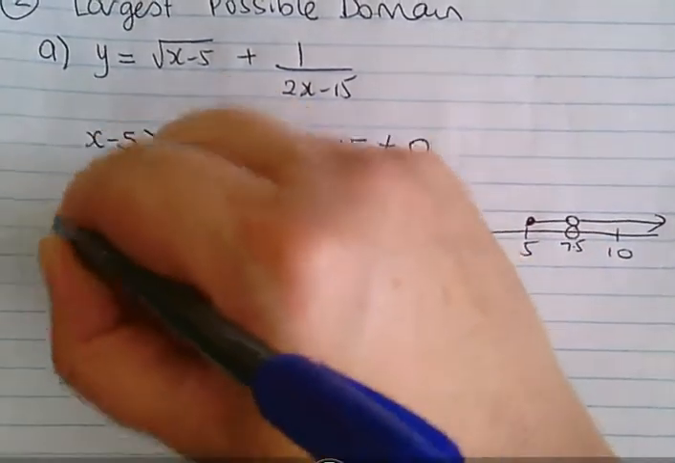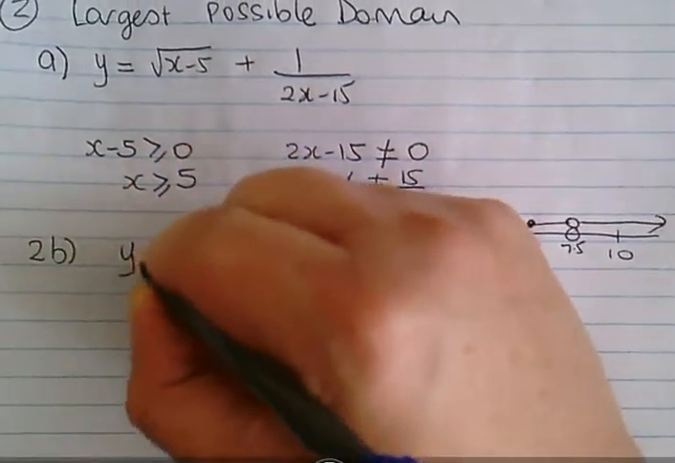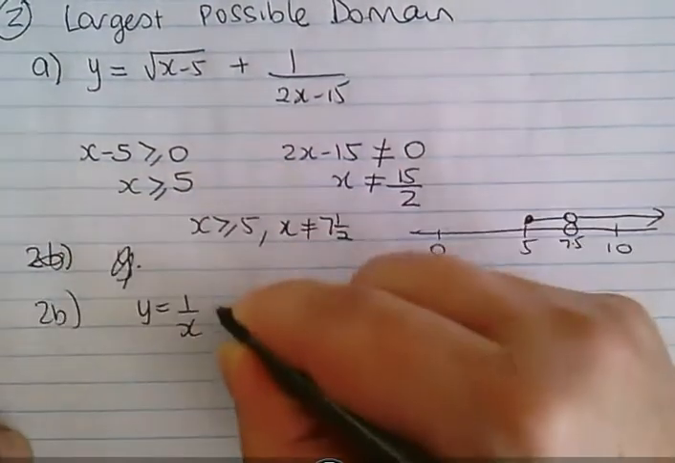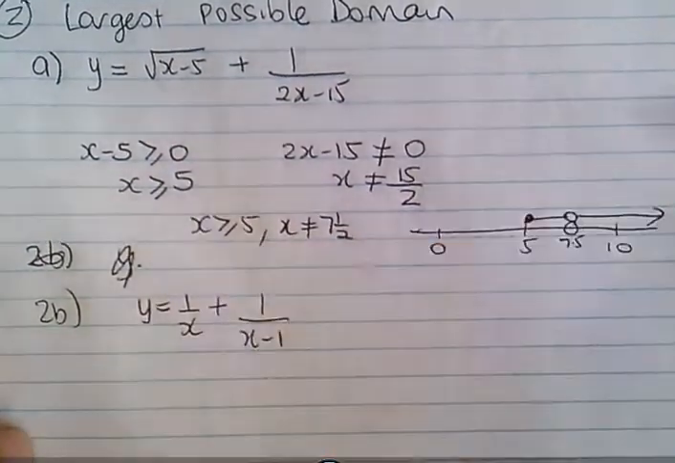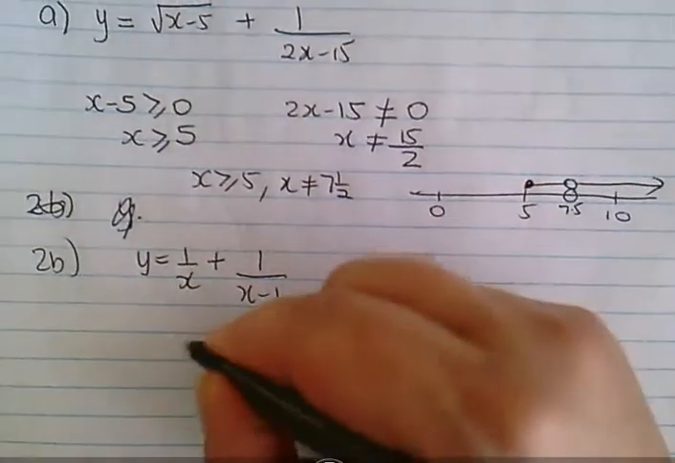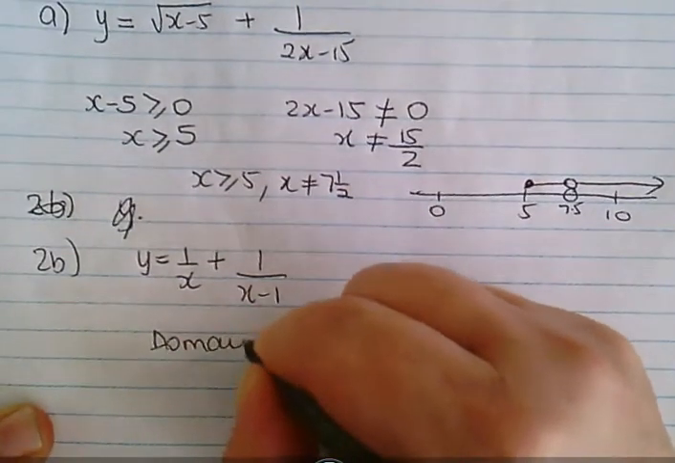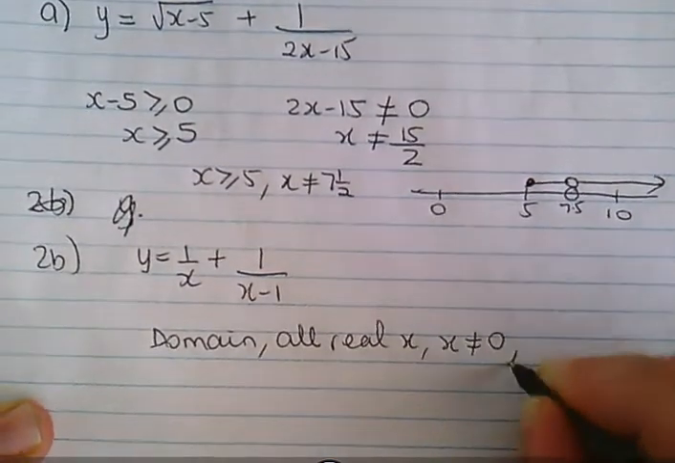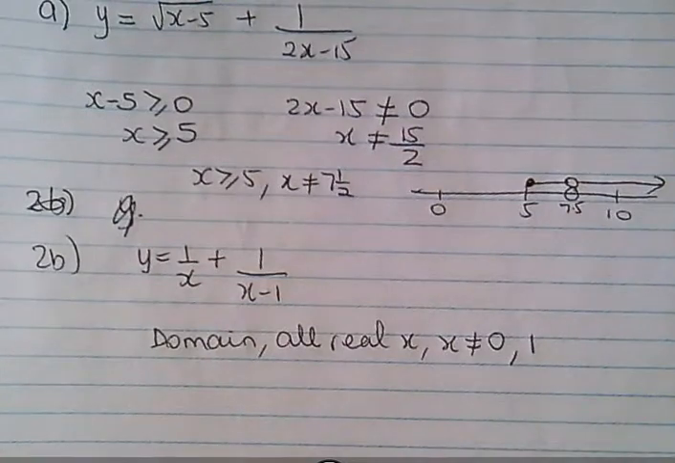And let's look at 2b. y equals 1 over x plus 1 over x minus 1. So we're going to do the same thing. x can't be 0 and x can't be 1. It's just the normal domain, so give me the values. Domain: all real x except for what? x can't equal 0 or 1. That's it. We don't want the range.